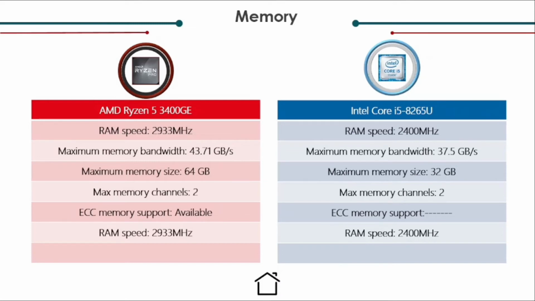The maximum memory size of the AMD Ryzen 5 3400GE is 64 GB, while on the Intel Core i5-8265U it is 32 GB. Both have the same max memory channels, which is 2. However, ECC memory support is available on the AMD Ryzen 5 3400GE. Meanwhile, it is not available on the Intel Core i5-8265U. For the RAM speed, the AMD has 2933 MHz, while the Intel Core has 2400 MHz.